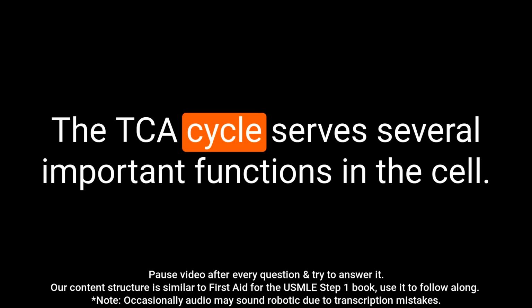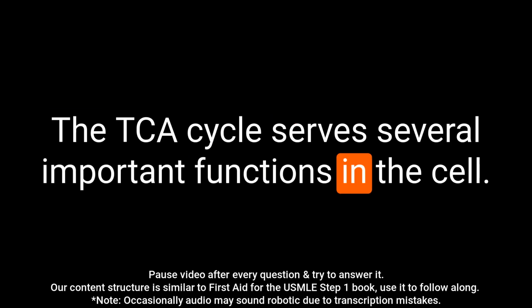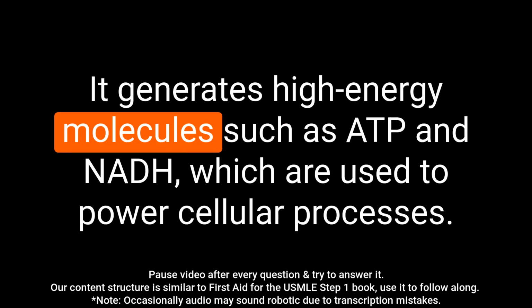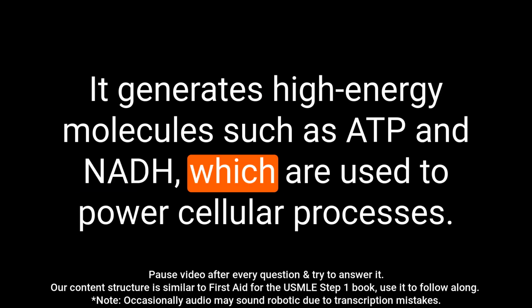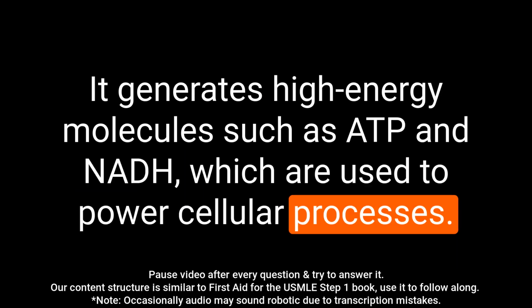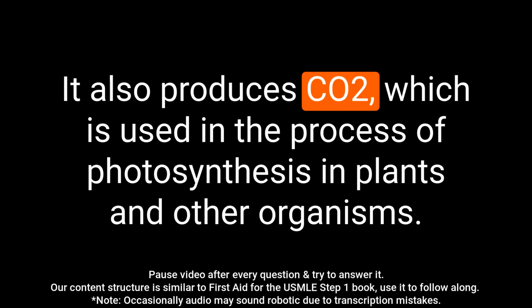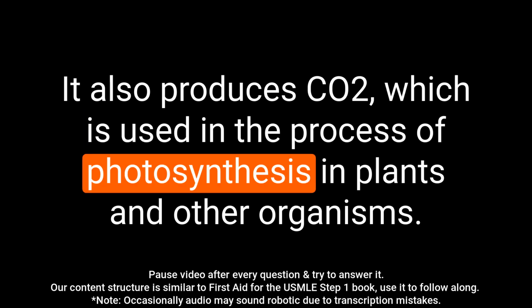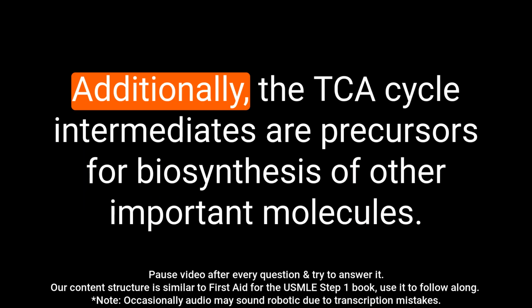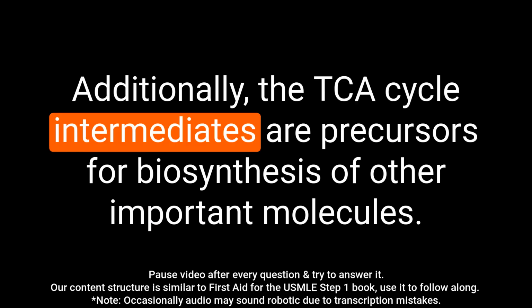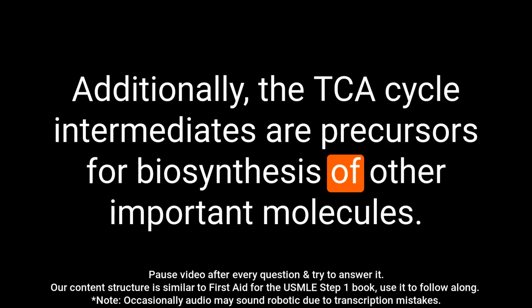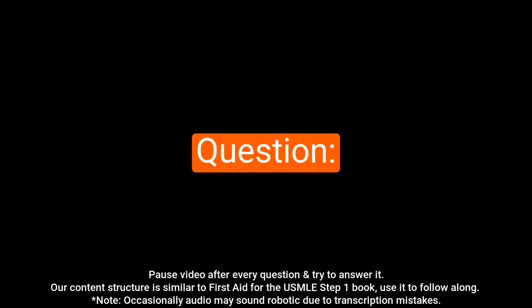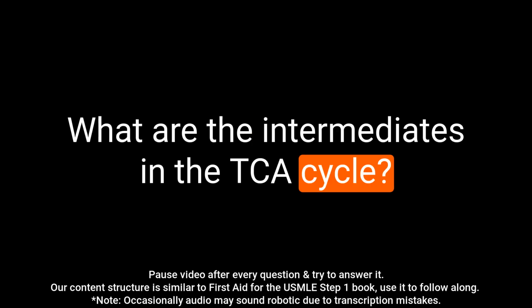Answer: the TCA cycle serves several important functions in the cell. It generates high-energy molecules such as ATP and NADH, which are used to power cellular processes. It also produces CO2, which is used in the process of photosynthesis in plants and other organisms. Additionally, the TCA cycle intermediates are precursors for biosynthesis of other important molecules. Question: what are the intermediates in the TCA cycle?